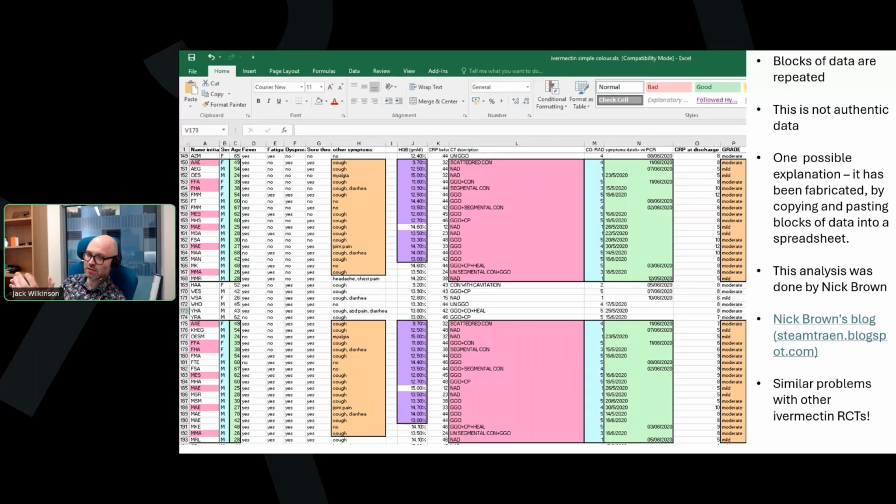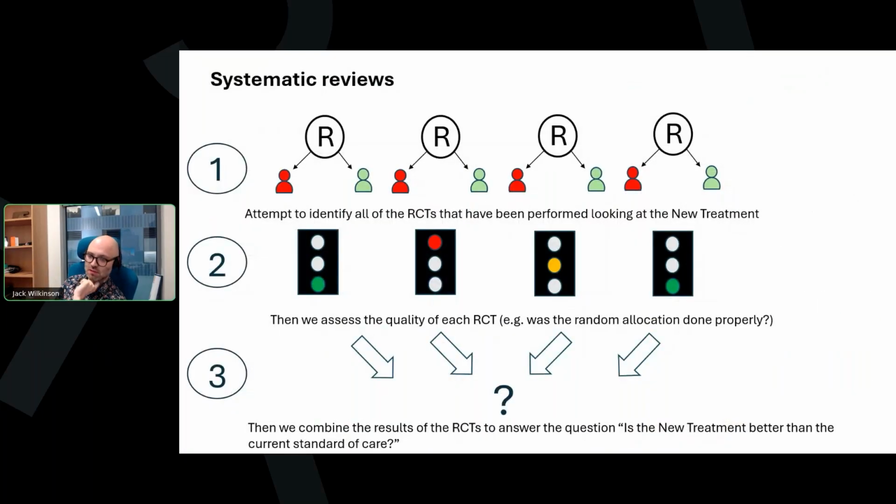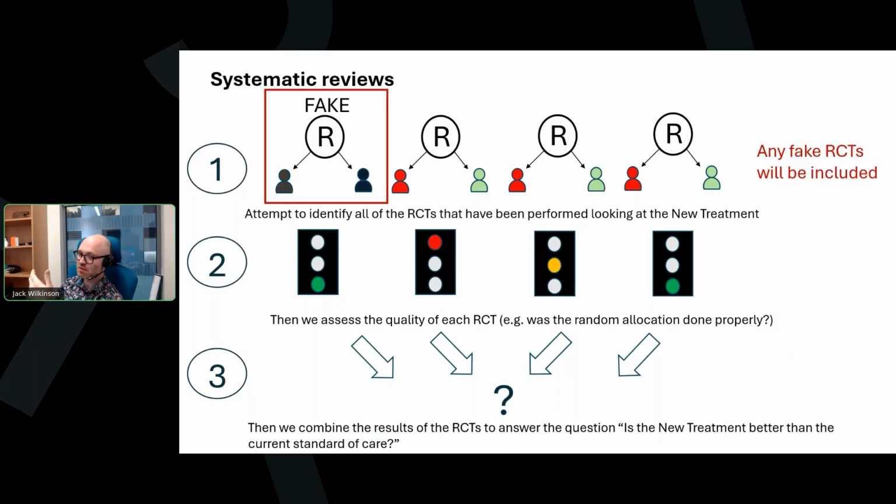So what's gone wrong here, okay? What's gone wrong? This is the cornerstone of evidence-based medicine. What has happened? What's gone wrong? Well, let's recap the steps that I described, okay? Let's look once again at what happens in a systematic review with a critical eye. So first of all, I said that we attempt to identify all of the RCTs that have been done on this topic. But that means if there are any fake studies or problematic studies, they're going to be sucked up, okay, and included in this systematic review.